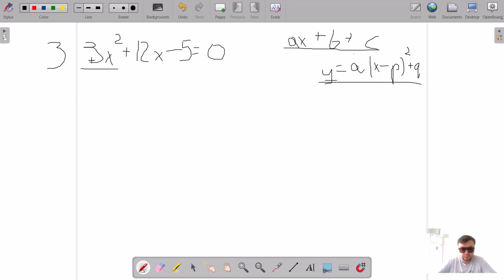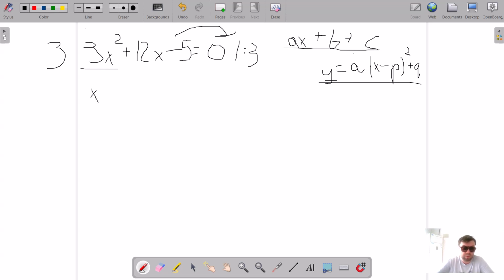In order to do completing the square when we have a leading coefficient bigger than 1, we need to divide all the terms a, b, c by the leading coefficient. So we write divide by 3, and also move the constant term minus 5 to the right side. So we need to separate the quadratic expressions from the linear expressions.